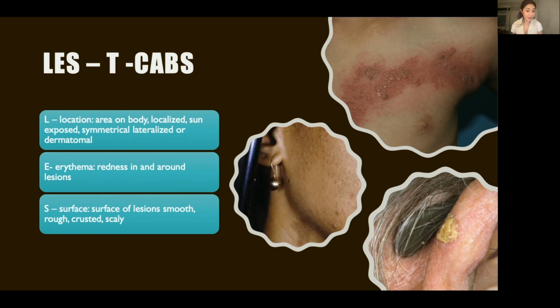E is for erythema. That's just redness in and around lesions. Obviously, we all know that. Always comment on it. S is for surface. Now we've already palpated the lesion that our patient has, so we can comment on that. We know whether it's rough or crusted or scaly. A rough lesion would be acne vulgaris, where you can see the rough spots there. Next slide.